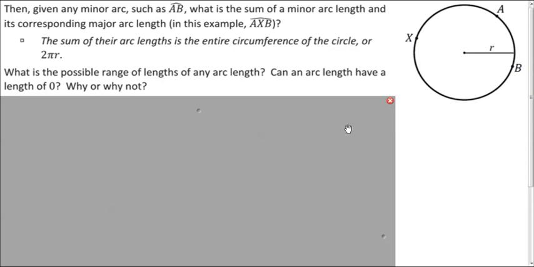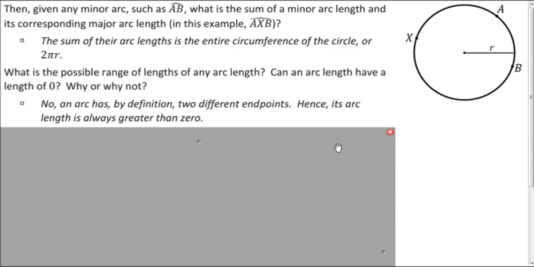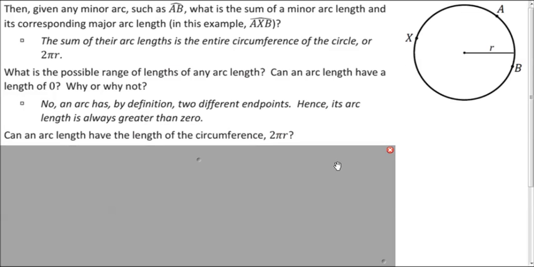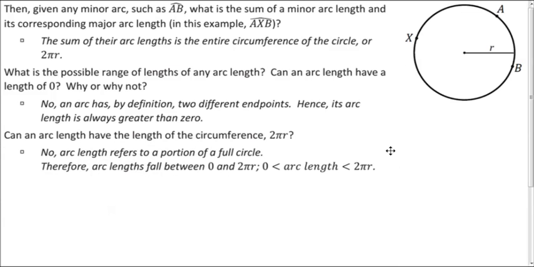Now, could we have an arc length of 0? Well, that would imply that the arc was just a single point, but we know that an arc has 2 different endpoints. So arc length has to be greater than 0. Could it be equal to the circumference? Well, arc length just refers to a portion of a full circle, so it can't be the entire circle. So the arc length is always between 0 and 2 pi r.